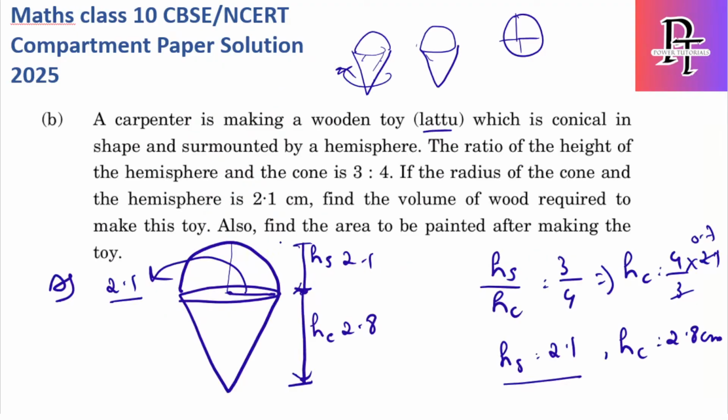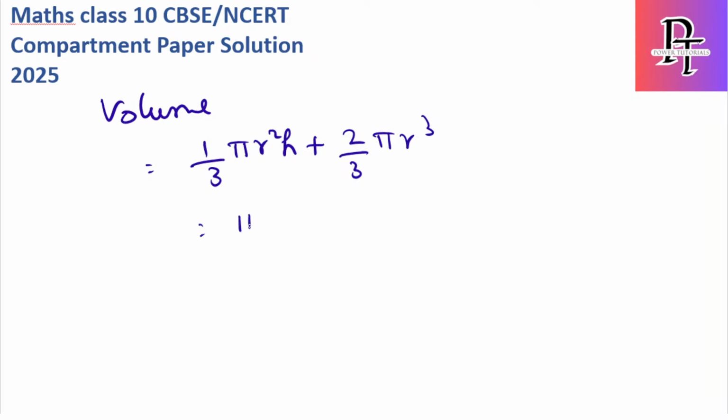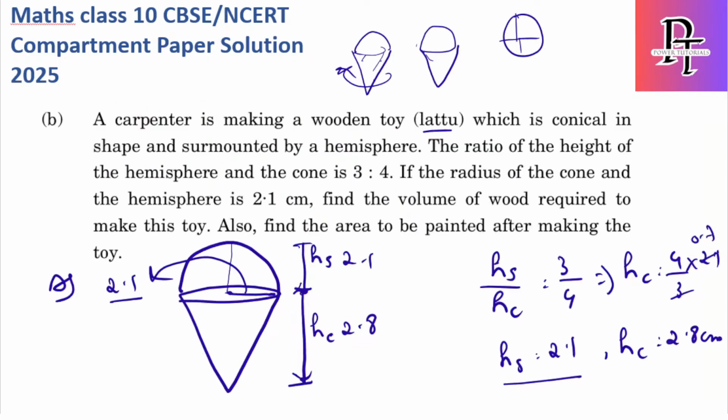Find the volume of the wood required to make this toy. Also find the area to be painted after making it. So simply they are asking volume and TSA. So let's first find volume. The volume formula of a cone is 1/3 pi r square h, and hemisphere volume is 2/3 pi r cube. So if I take pi r square by 3 as common, you can simply write it as h plus 2r. Now substitute the values. Pi value is 22/7 into r, radius is how much?